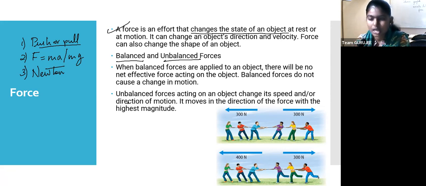And unbalanced force means when one of the forces is more than the other one. Then your object will incline toward the force which has the higher magnitude, like this picture shows. Where the force is more, the people on the other side will come to this side. So such a motion in the direction of the highest magnitude force will happen. So this is an unbalanced force. Acting on an object, it changes its speed or direction of motion. It moves in the direction of the force with the highest magnitude. So this is what unbalanced forces are.